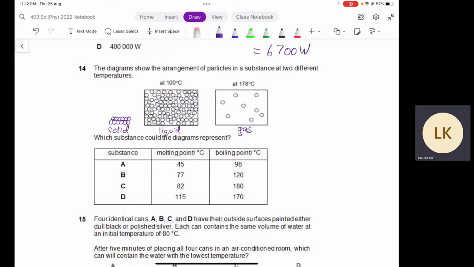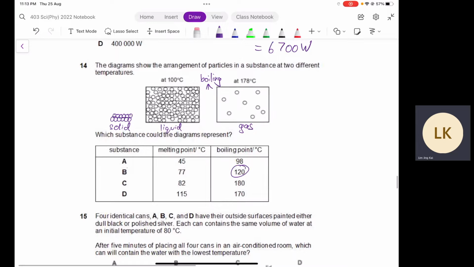So having said that, we can now say that from this particular question, the boiling point must be in between the temperatures of 100 degrees Celsius and 178 degrees Celsius. If you look at the answers that are given, only B would satisfy that condition. The rest of the answers don't. So which means B is my best answer.